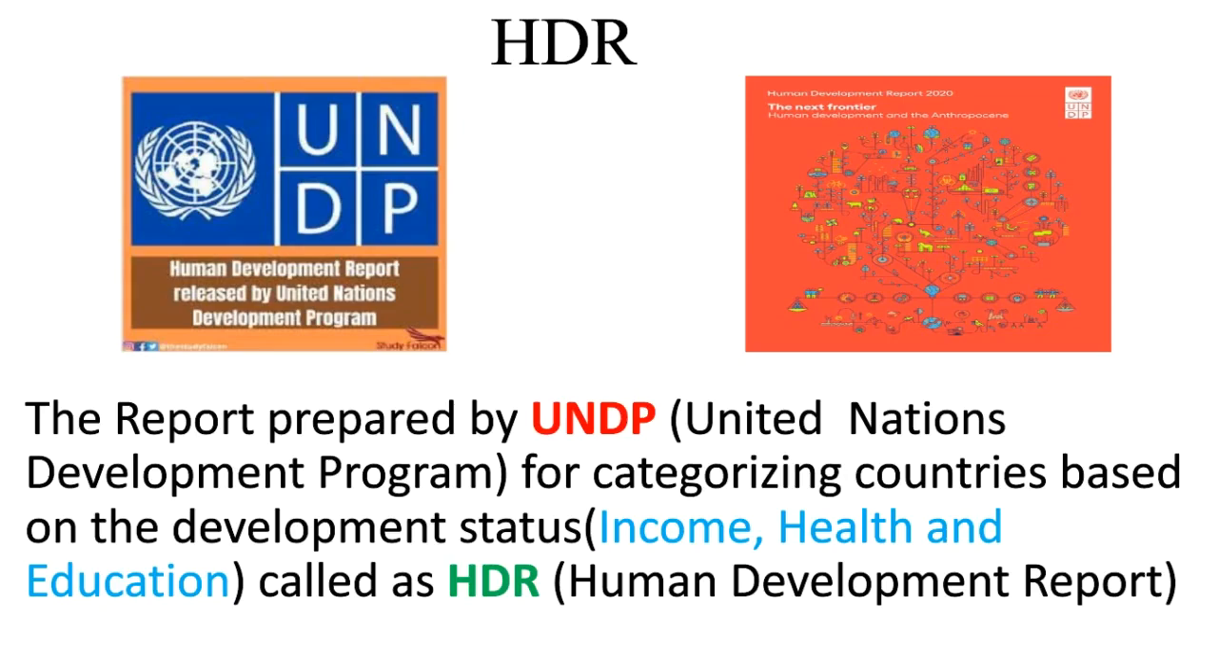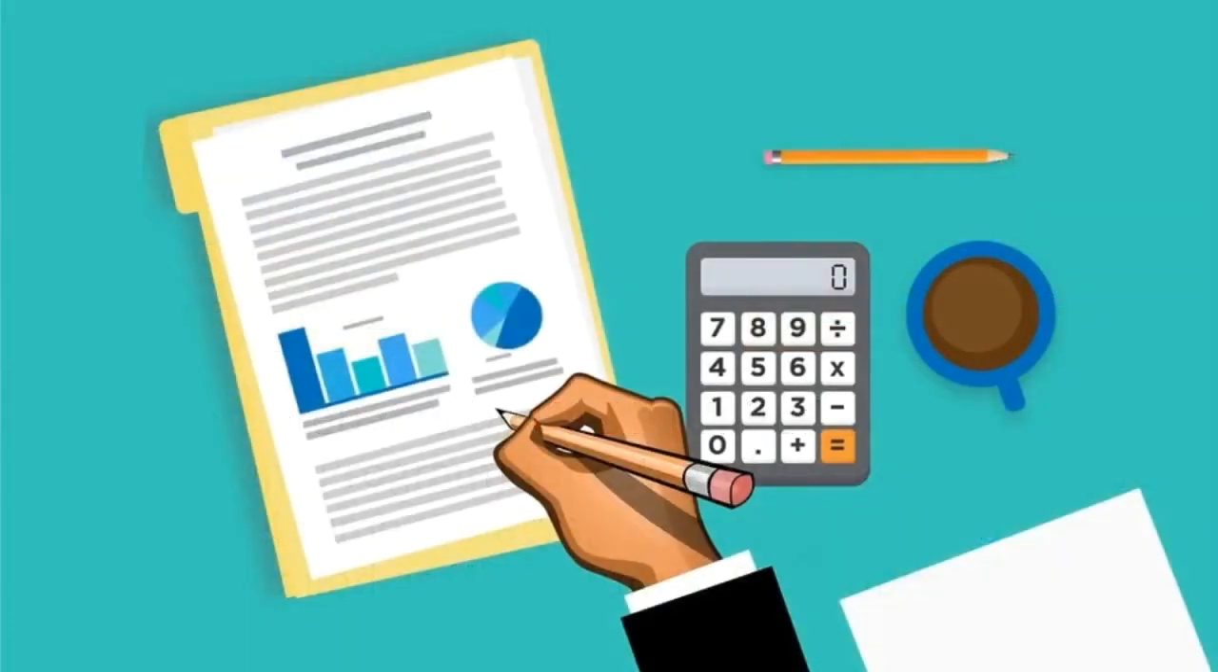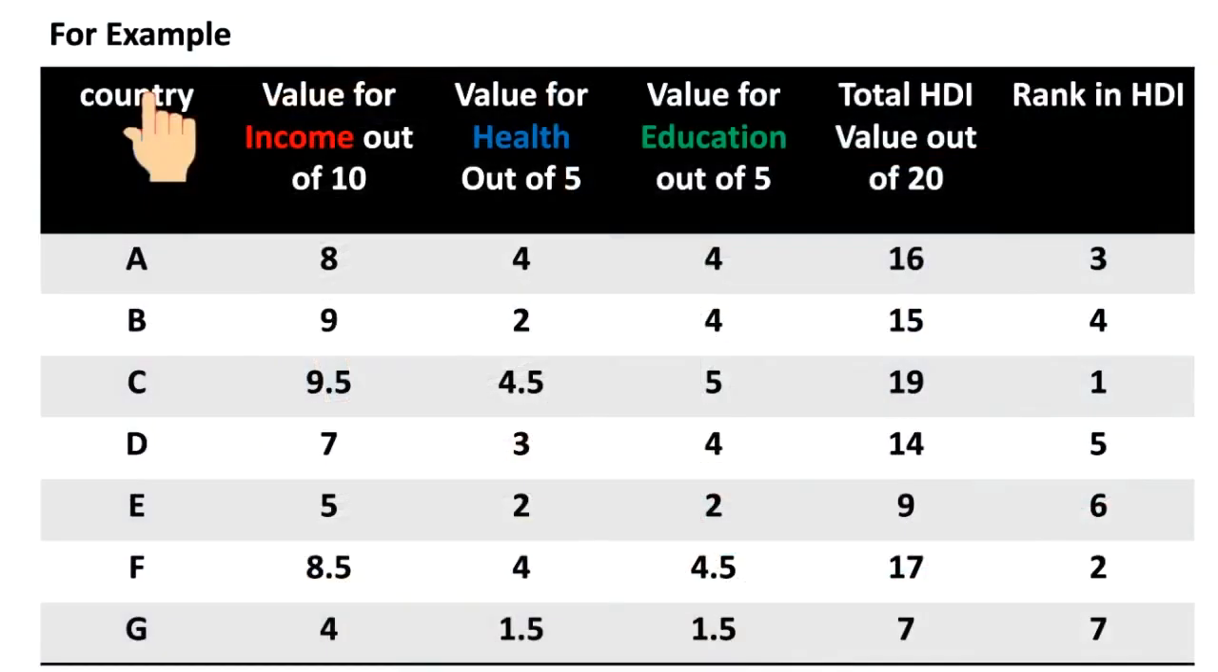As a third step, the prepared Human Development Report needs to be converted into an index or parameter. For better understanding, let me illustrate this process from my own perspective. For example, the following table shows the values of income, health and education. The values are obtained through the conversion of the Human Development Report.